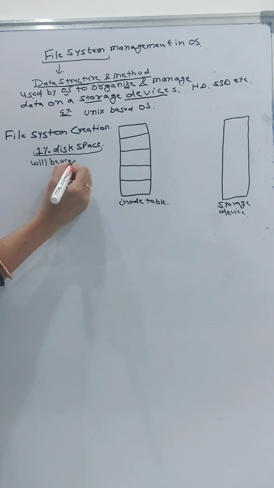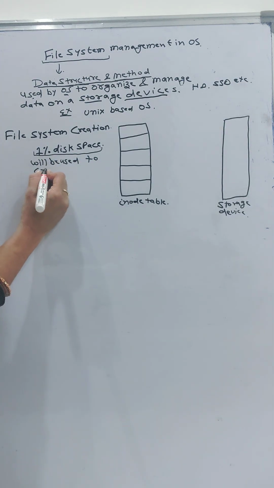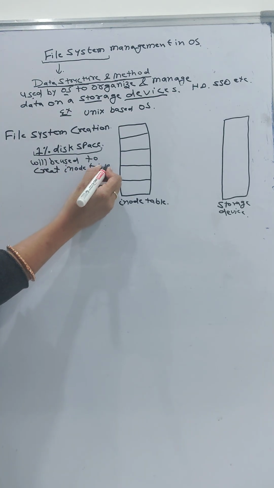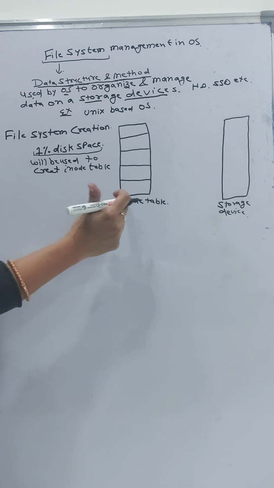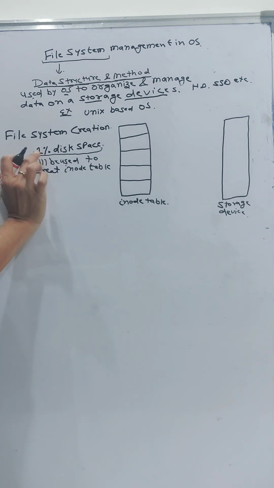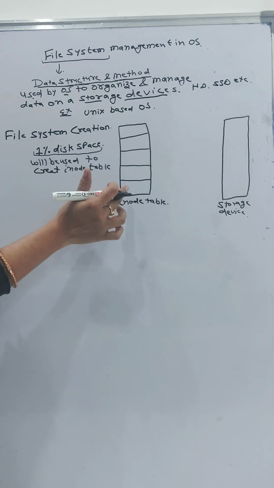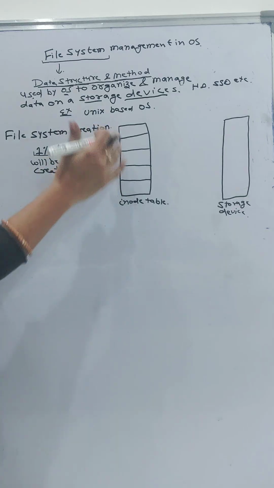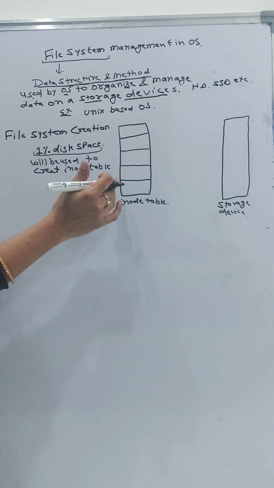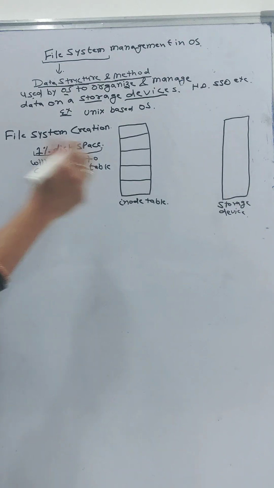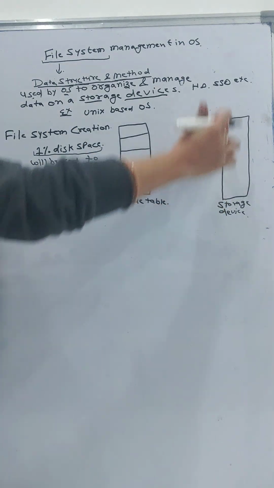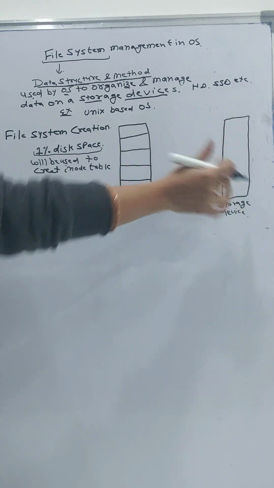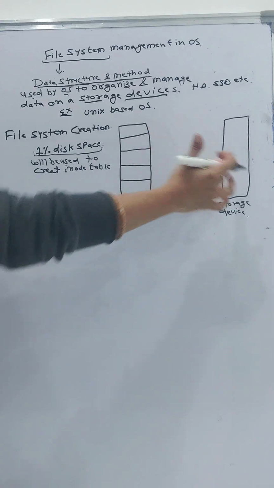to create an inode table. This inode table will be created by the operating system using 1% of disk space, and this inode table will contain some fixed number of inodes. We will see how these inodes will be used in file creation. And this is our storage device where our actual file data will be stored. So we'll see the mapping of both.